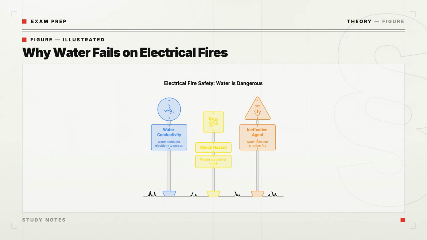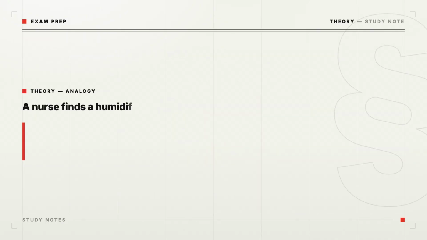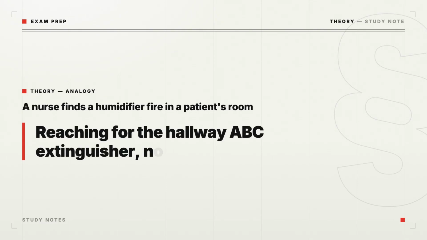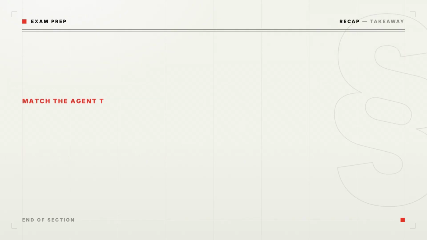Water conducts electricity, so pouring it or laying a wet towel on a live outlet sends current straight to your hands. Picture a nurse finding a small fire from a humidifier plugged into the wall. Electricity is involved, so the safe choice is a Class C or ABC extinguisher aimed at the base of the fire, never water from the sink, which would turn a contained fire into a shock hazard.